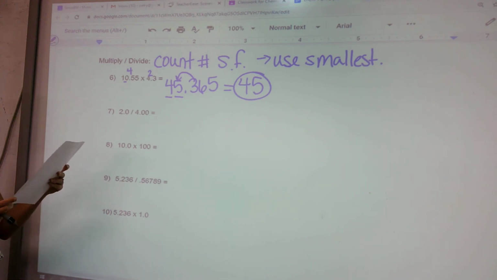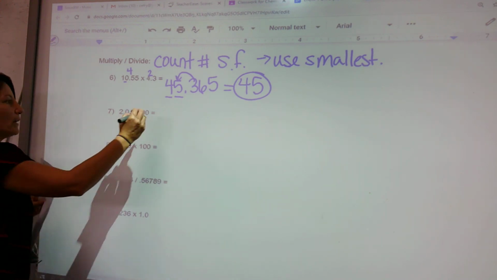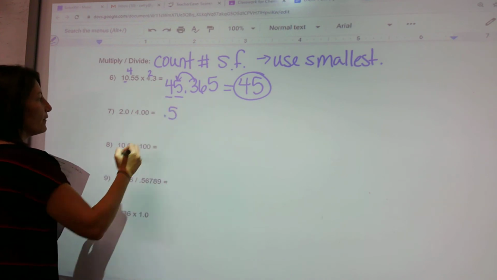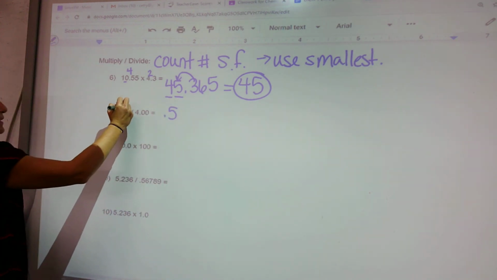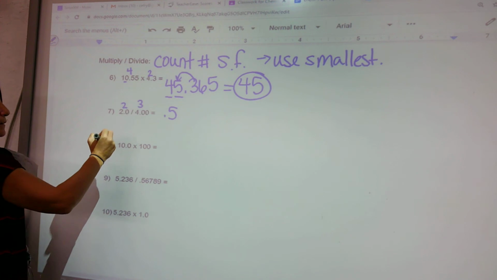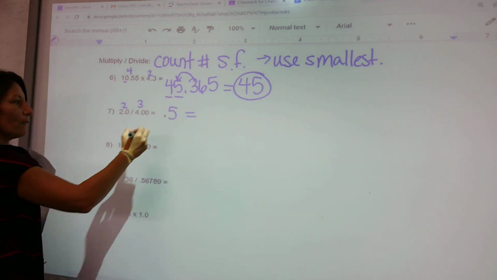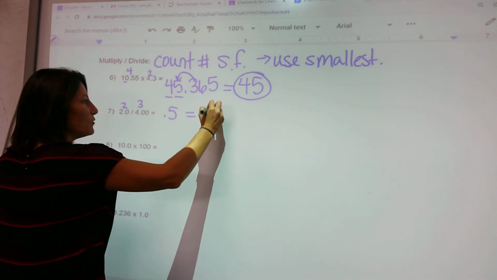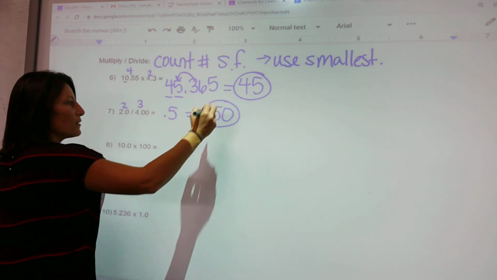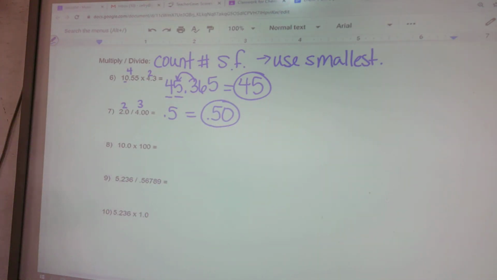Now on 7, when I plug this into the calculator, you get 0.5. Now this has 2 significant figures and this one has 3. So I need 2 significant figures. To do that, I'm just going to add a 0 to the end there to get 0.50.